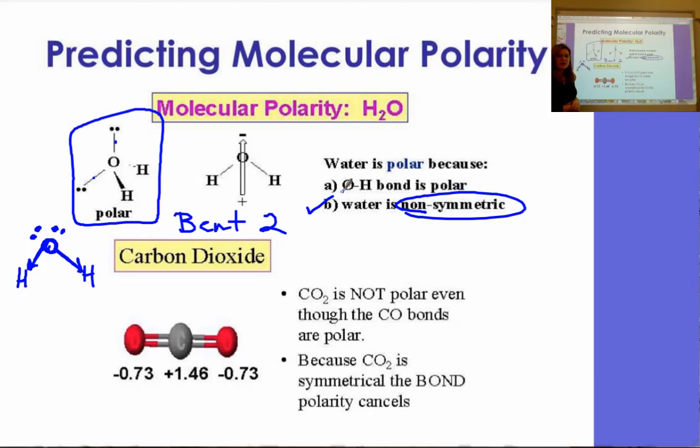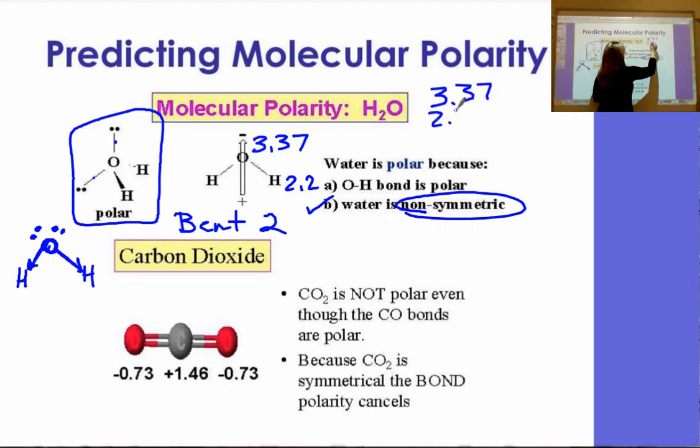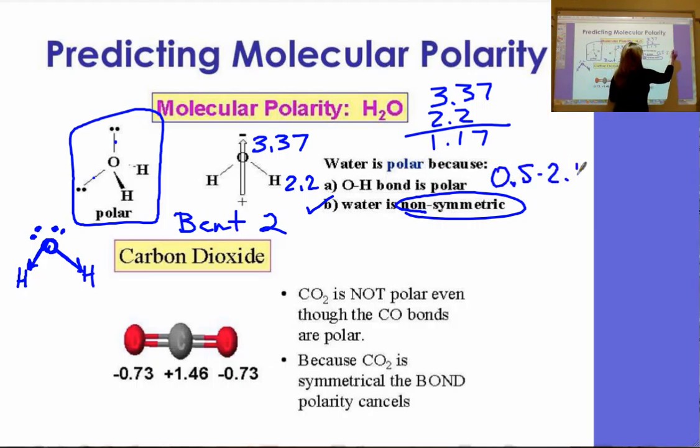Now I have to check if it's a polar bond. Where do I have to look for that? I have to look at my electronegativity chart. Oxygen on the electronegativity chart is 3.37. Hydrogen is 2.2. Subtracting those, pretty obvious to see, 1.17. Does that fall between 0.5 and 2.1? Yes, it does. You have to have both conditions to say that water is, in fact, a polar molecule.